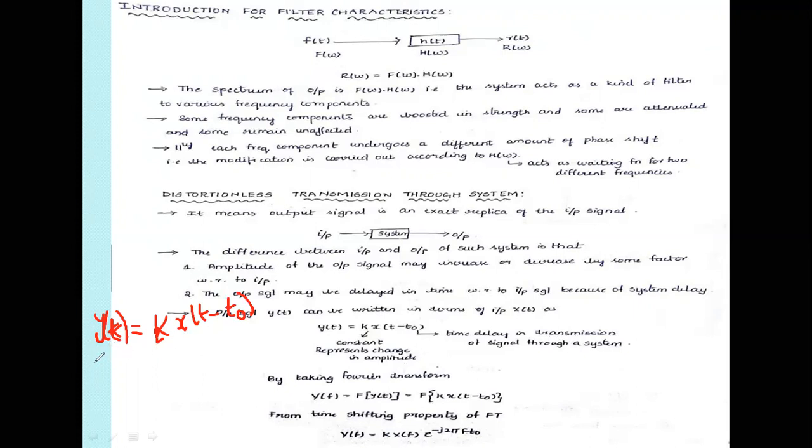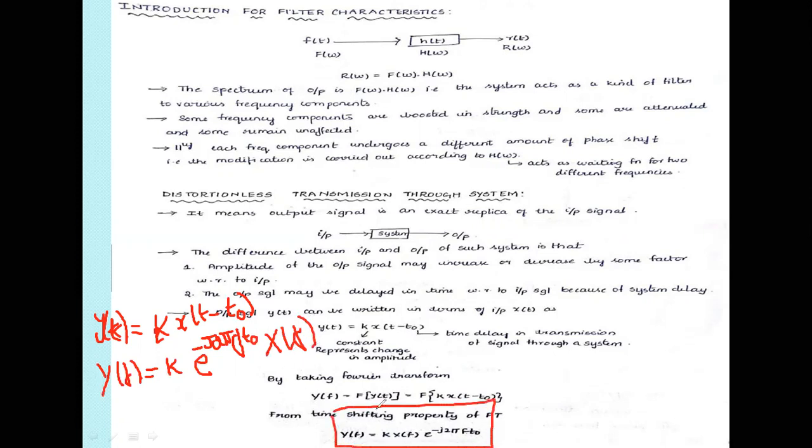Now we can apply the Fourier transformation. Y of f is equal to the Fourier transformation of the time delay function, e power minus j 2 pi f t naught, into x of f. So this is y of f is equal to k into x of f e power minus j 2 pi f into t naught.